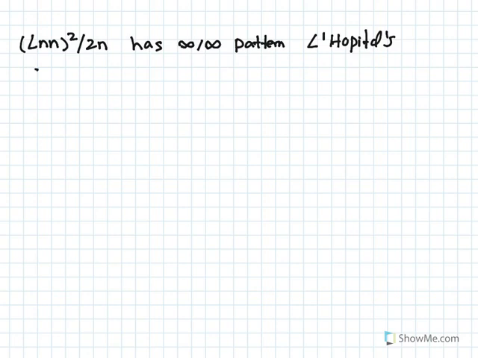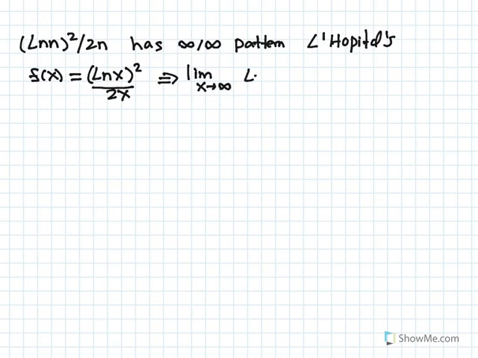All right, so let's make the function f(x) equal to (log x)^2 divided by 2x. Now let's take the limit as x goes to infinity of (log x)^2 divided by 2x. So we're going to apply L'Hopital's rule. We differentiate the top and we get 2 times log x, applying the power rule and the chain rule, multiplied by the derivative of the inside.